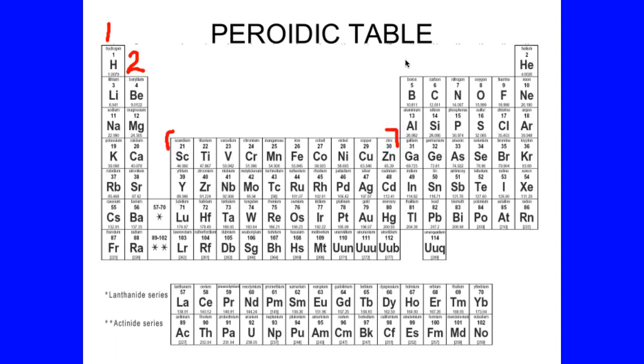But 1, 2, we're going to label this one 3, 4, 5, 6, 7, and 8. So basically, all of these in this column are in group 1, all of these in this column are in group 3, and so forth. What this group number is actually telling us is the number of valence electrons in the outermost electron shell of that atom, or of that element.